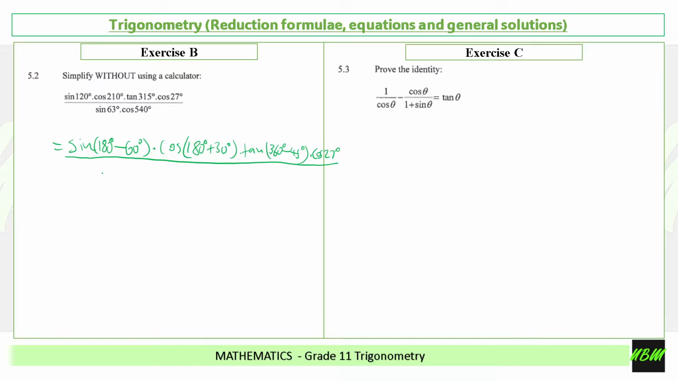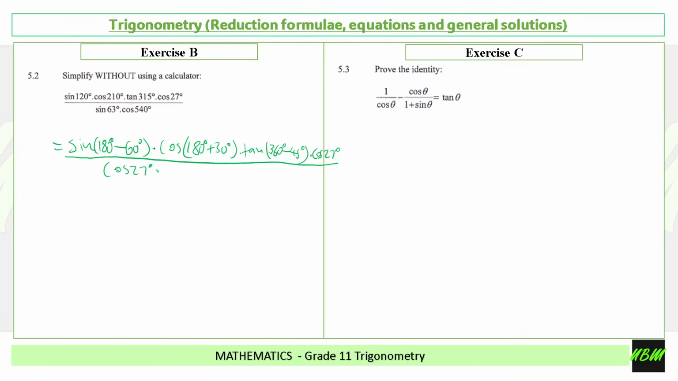So now, whenever you come across this type of situation, check if you have one angle in the numerator and the other one in the denominator. Both angles are acute angles, but they are not special angles. Check if you add them together whether you get 90 degrees. 27 plus 63 is 90 degrees. Therefore, we are dealing with co-functions or co-ratios. Therefore, sine 63 degrees is the same as cos 27 degrees, multiplied by cos 540 degrees.